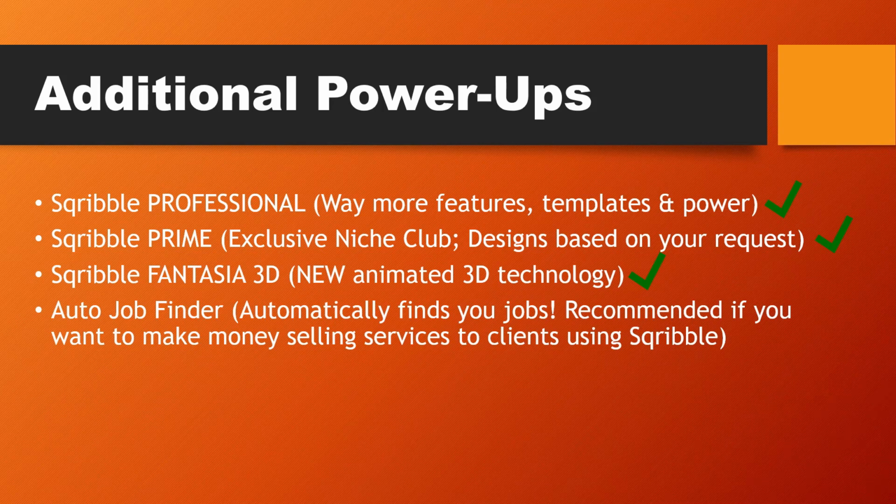but you could actually type in graphics. If you're good at making banners for people, you could type in banners, or write content for people, or customer service, or even Facebook ad service, or whatever kind of skill that you have. You can use Auto Job Finder to actually find clients to bid on their posts. So that was a really unique creative tool. I recommend that if you're looking to use Sqribble to make money with.